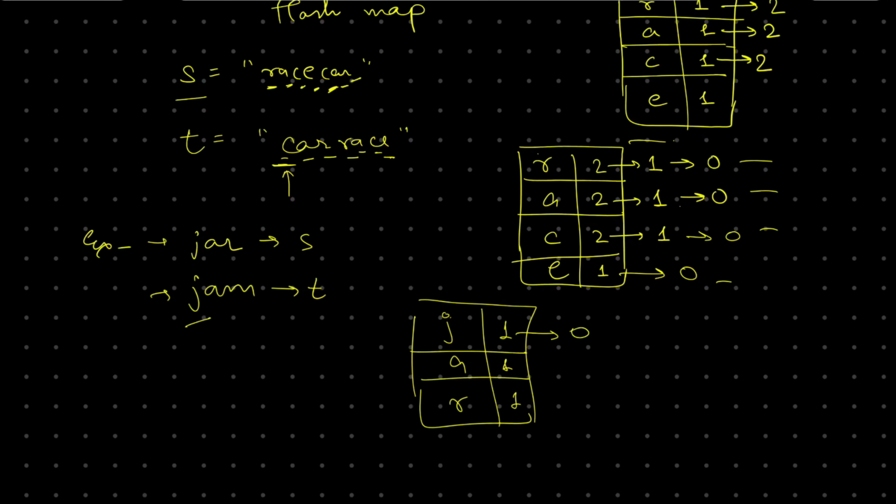For J, it will become 0. For A, it will become 0. For M, M does not exist. And then the frequency of R will remain 1. Okay, so this is not an anagram.